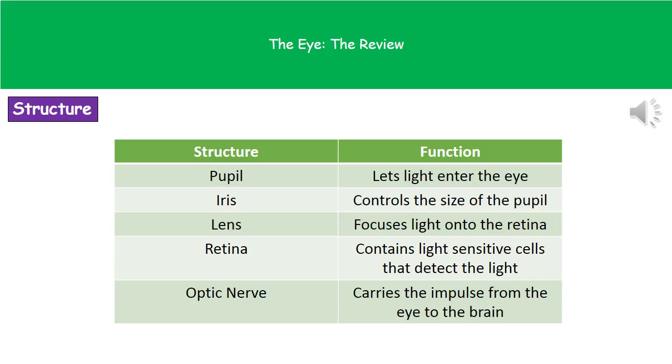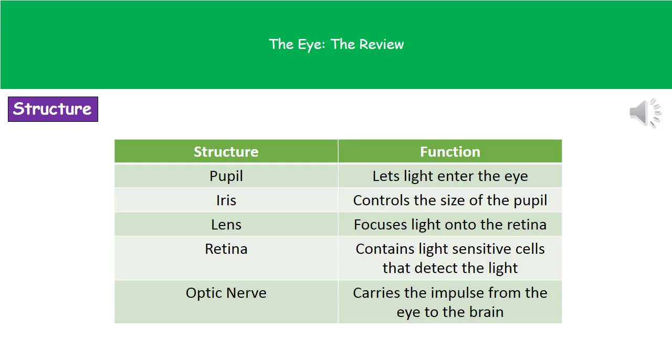So in terms of what each of those parts actually does then, our pupil is basically a hole, and its whole purpose is to allow light to enter the eye. Now, in order to control the size of the pupil, the coloured part around it, the iris, actually changes the size of our pupil. So the iris's function is to control the size of the pupil and therefore control how much light enters our eye.